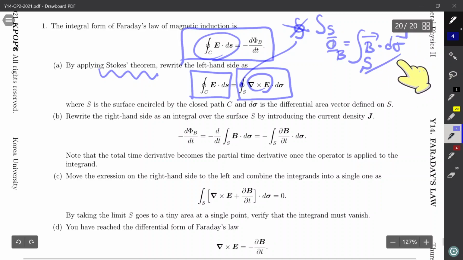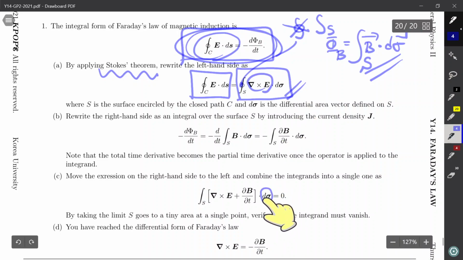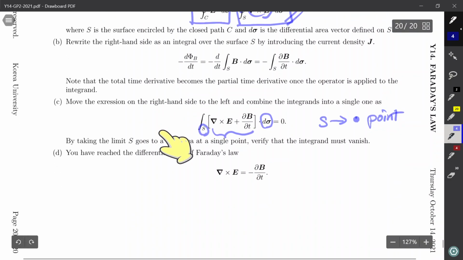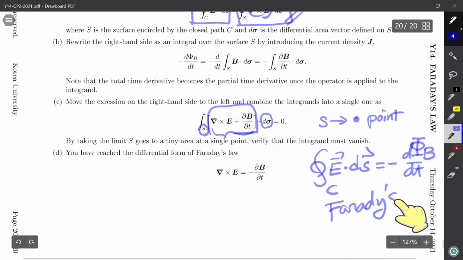And if we make use of this expression and this expression, substitute them into the original Faraday's law, and move the vector sigma, the area element, and then shrink this surface into a small tiny point, you'll find this integrand must disappear. And actually, this integral form of Faraday's law is written in the differential form of Faraday's law.